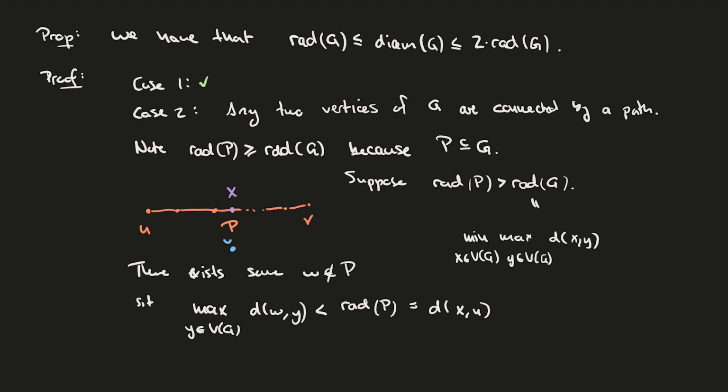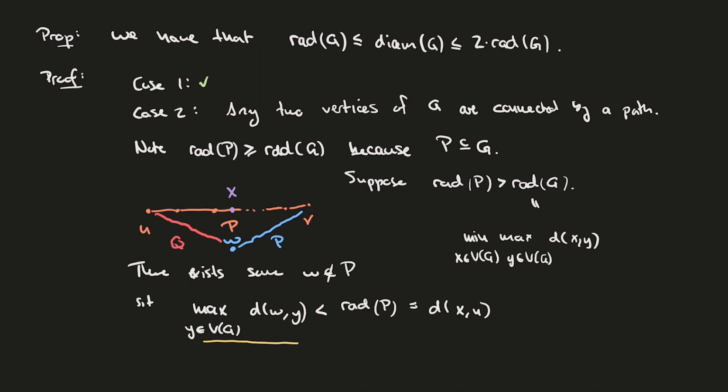So we draw in W in our picture. Now, because we're in the second case where any two vertices of G are connected by a path, there's some path P that goes from W to V, and another path Q that goes from U to W. Moreover, we can assume that Q and P are the shortest paths between W and V or U respectively.